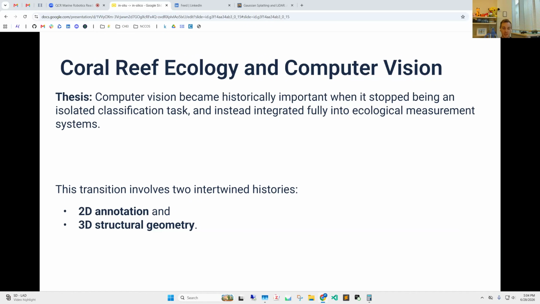But today's talk is more like a literature review. And we have a core thesis of the talk. For a while, in the beginning, computer vision in reef ecology was sort of treated as isolated classification contests, and we'll talk about that in a bit. So there were some interesting algorithms, but the real breakthroughs didn't actually happen until these tools were integrated into existing monitoring workflows.